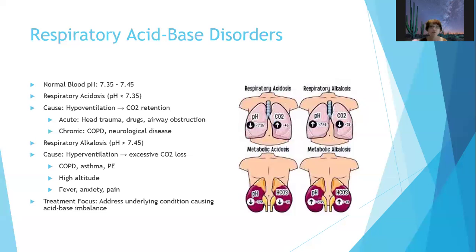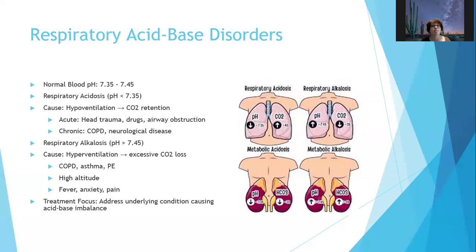So that's basically our restrictive things. And we're talking about respiratory acid-base disorders. Our normal blood pH should be between 7.35 and 7.45. And that is the pH at which our cellular metabolism needs to function. The chemical reactions that make up our cellular metabolism function best at that pH. And so if we get out of range, it can lead to death on either side, acidosis or alkalosis.